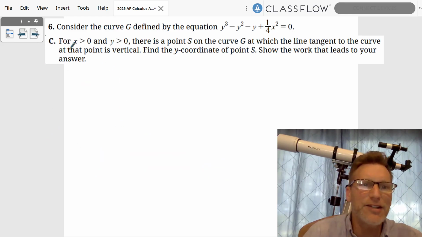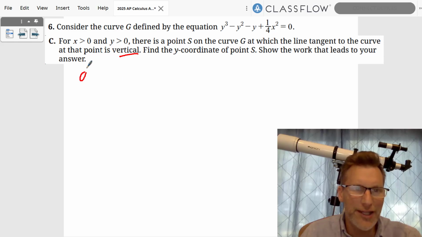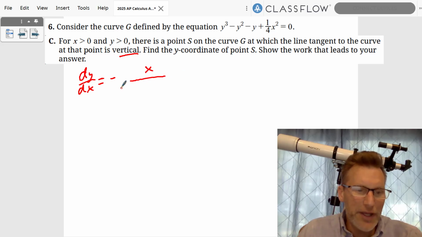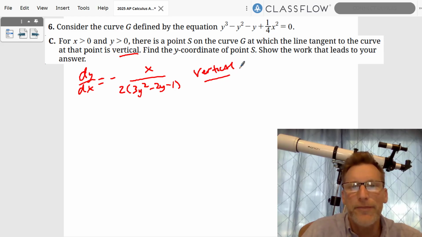Let's go to part C. Part C, they told us all the x's are positive, all the y's are positive, and we're looking for a point on the curve G where the line tangent is vertical. So what are we going to do? We're going to set that denominator equal to 0. Again, I'm going to bring back this slope that we had here. We have 3y squared minus 2y minus 1. And so to find the vertical tangent, we are going to set the denominator equal to 0.